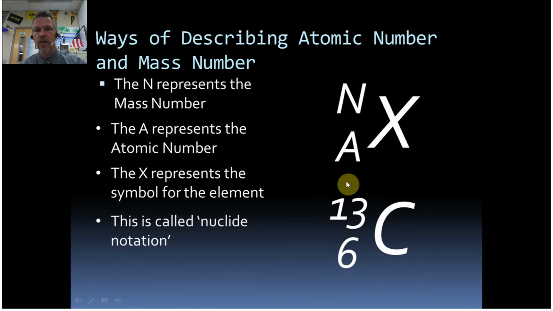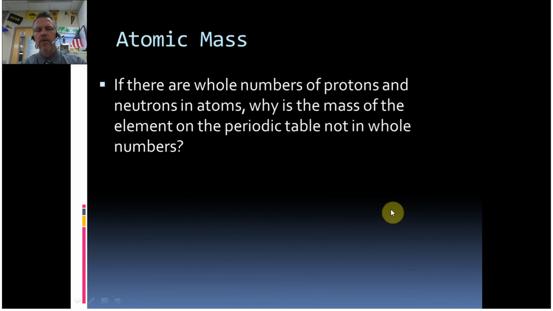So if you were asked to write a given element or a given atom in nuclide notation, you'd be writing something that looked like this. All right. So back to this idea of mass. If there are whole numbers of protons and neutrons in an atom, right? You can't have part of a neutron. You can't have part of a proton. So it is a little bit confusing as to why the mass numbers that appear on the periodic table are not in whole numbers.